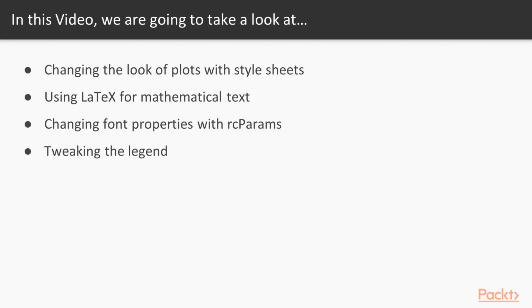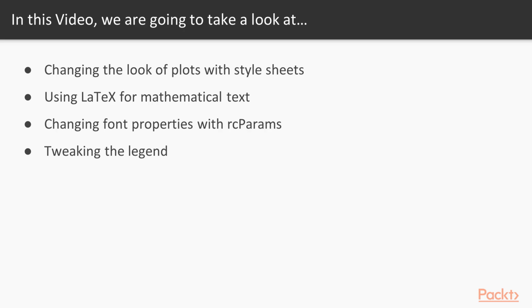In this video, we're going to see how to quickly change the look of multiple attributes of our plots using Matplotlib's built-in style sheets. We're going to see how to use LaTeX to annotate mathematical text, how to change font properties, and finally how to tweak the legend for plots that contain legends.